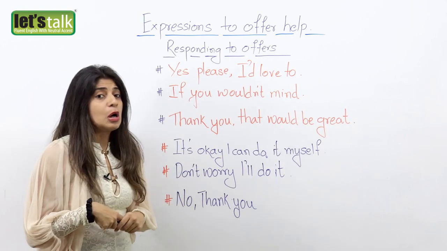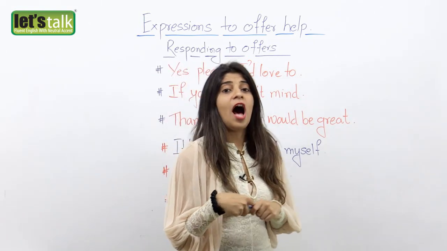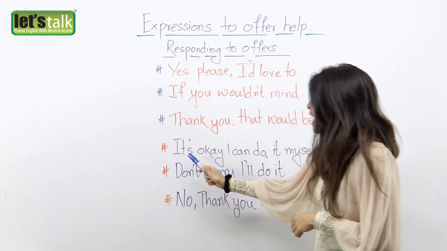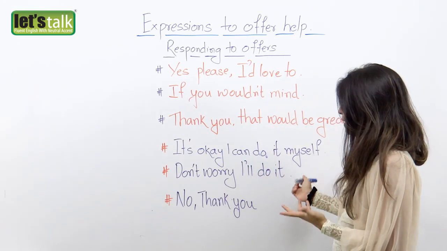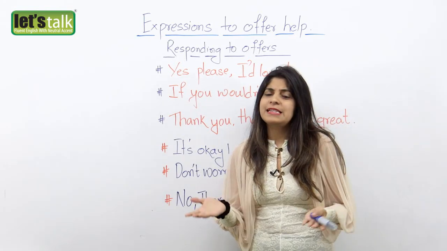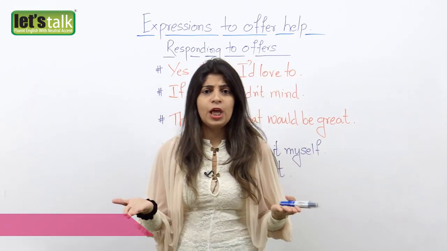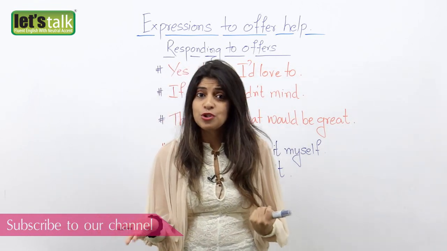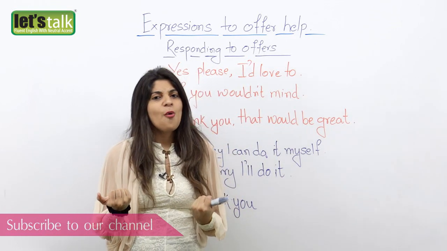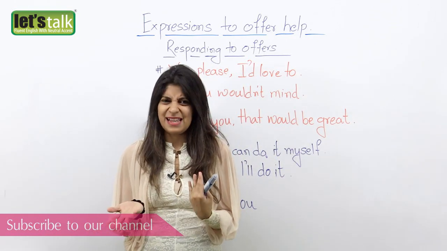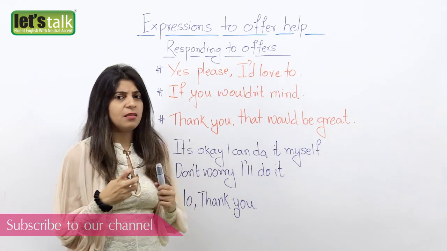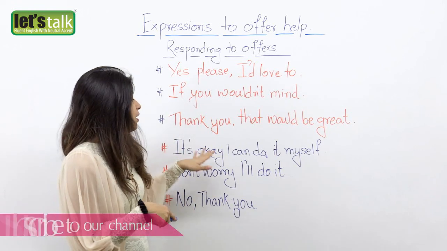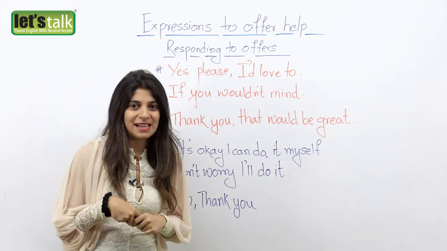Now, at times, you really don't want any help. So how would you decline the offer made, okay? So let's have a look. It's okay, I can do it myself. So for example, you are working on your project and your colleague says, hey, would you like me to help you with this? So you really don't want his help, okay? So rather than being very rude by just saying, oh no, that's all right, I'll manage, you can just say, oh, it's okay, I can do it myself.